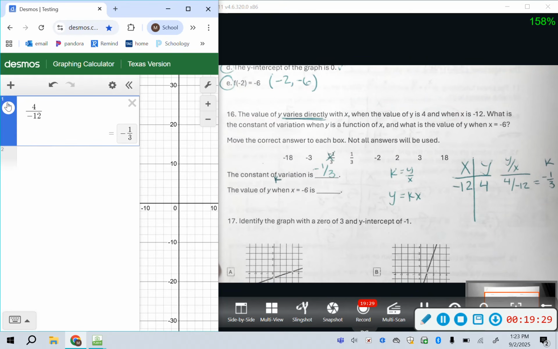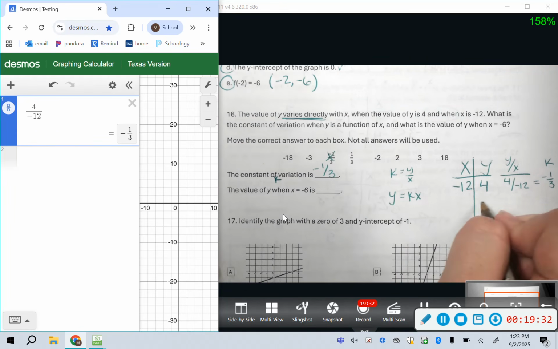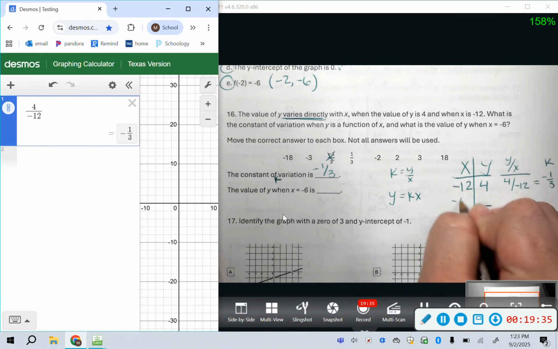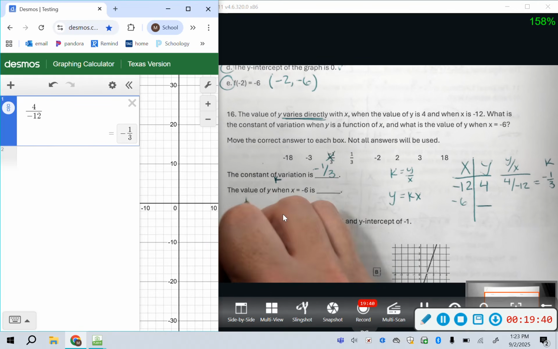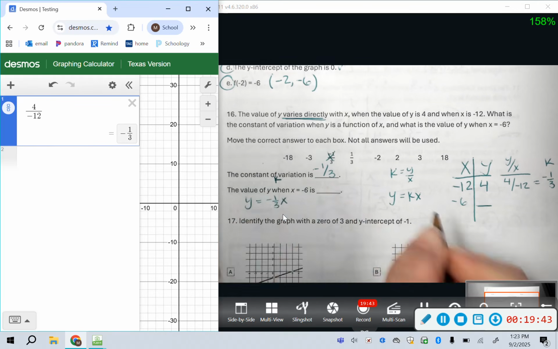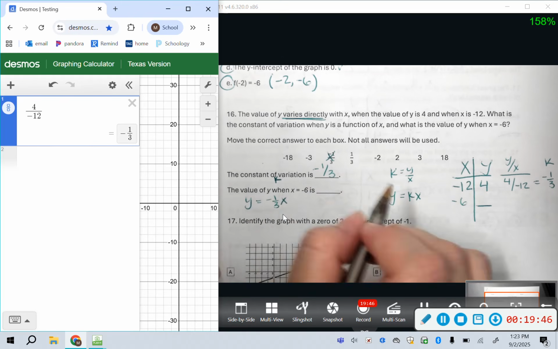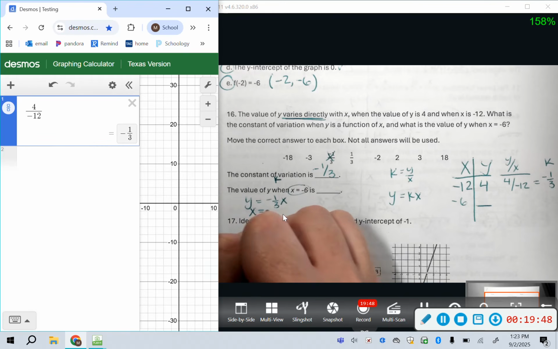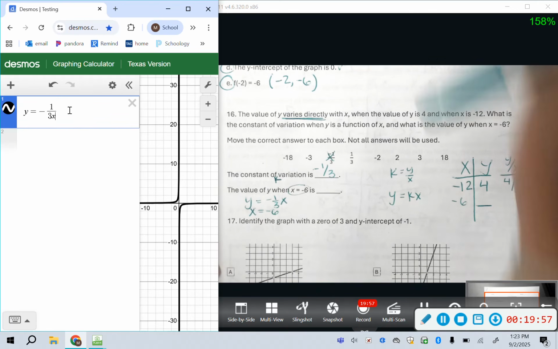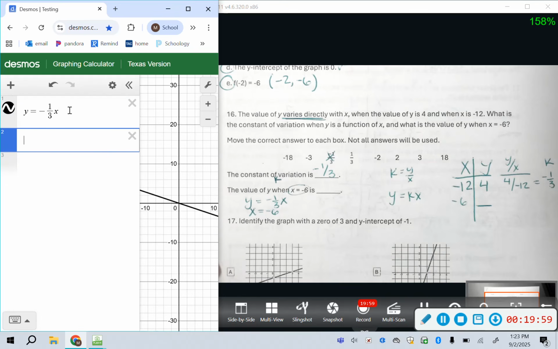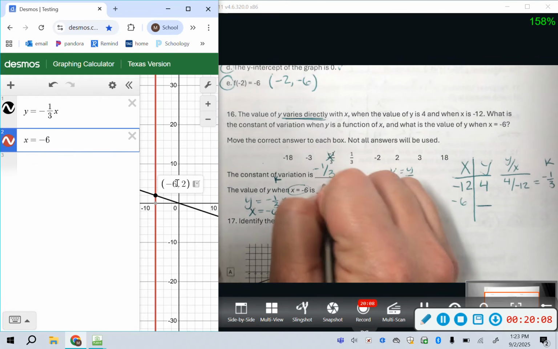So we used it. Then it says find the value of y. So we're finding y when x is -6. Again, this is when we type what we know. We know our equation is y equals -1/3 x, because I know how to find my equation, y equals kx. And I also know x equals -6. I'm going to find where they touch. I already know x is -6, so my answer must be 2.